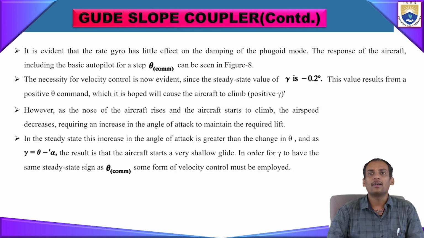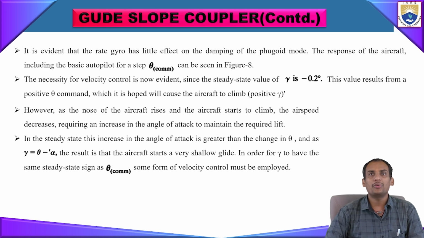You will see that it is evident that the rate gyro has little effect on the damping of the phugoid mode. The response of the aircraft including the basic autopilot for a step theta command can be shown in a later figure. Here the necessity of velocity control is now evident, in that the steady state value of gamma is around 0.2 degrees. This value results from a positive theta command.